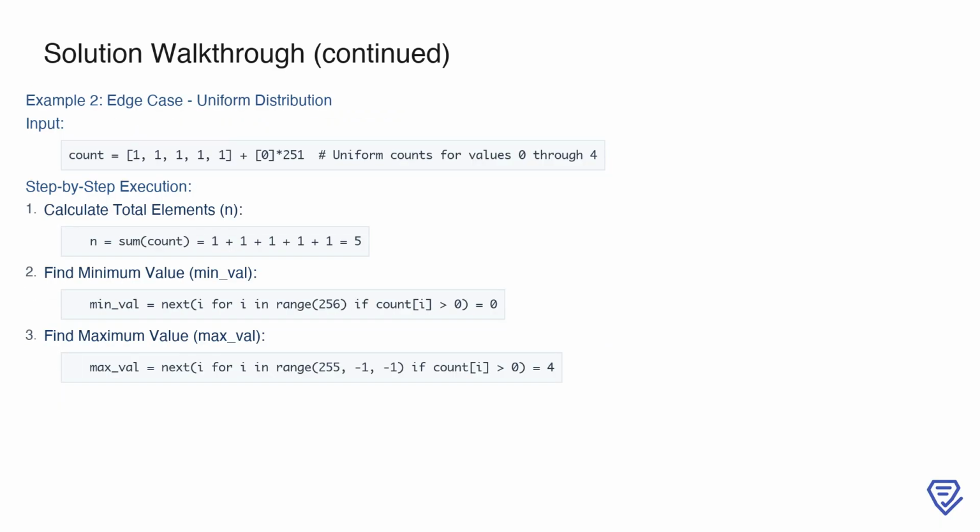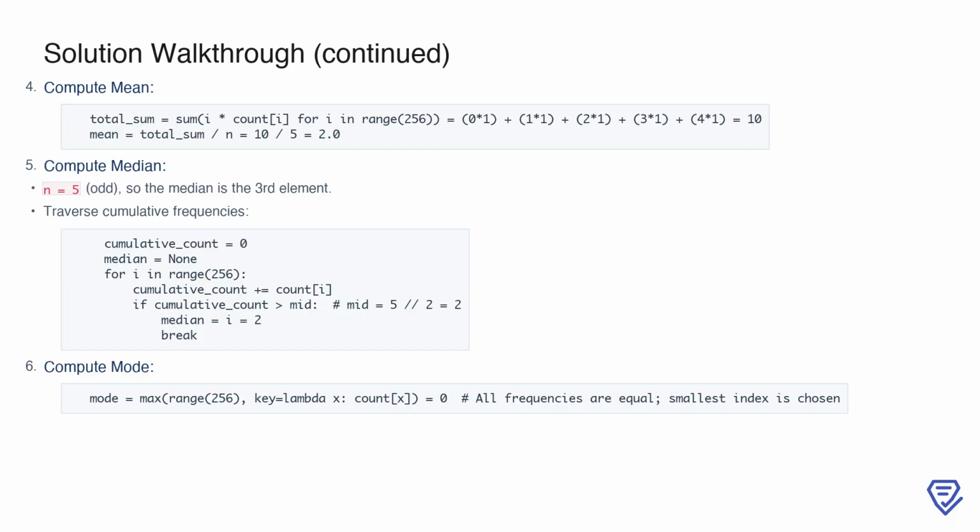In this example, we analyze an edge case with a uniform distribution. The count array has equal frequencies of 1 for indices 0 through 4, while the rest are zeros. First, we calculate the total number of elements, which is simply the sum of all counts. Here, it equals 5. The minimum value is determined by finding the smallest index with a non-zero count, which is 0. The maximum value, meanwhile, is the largest index with a non-zero count, which is 4.